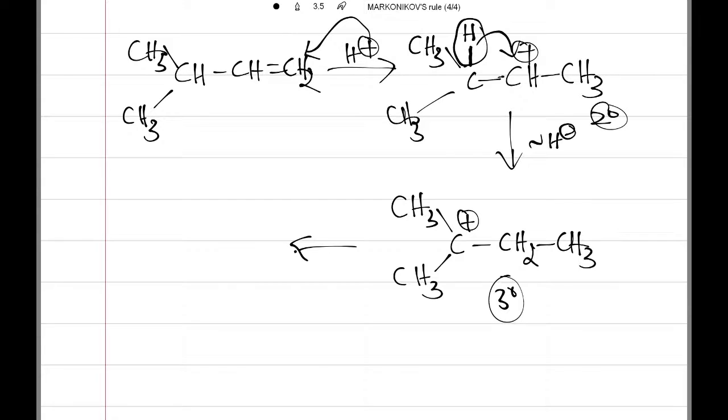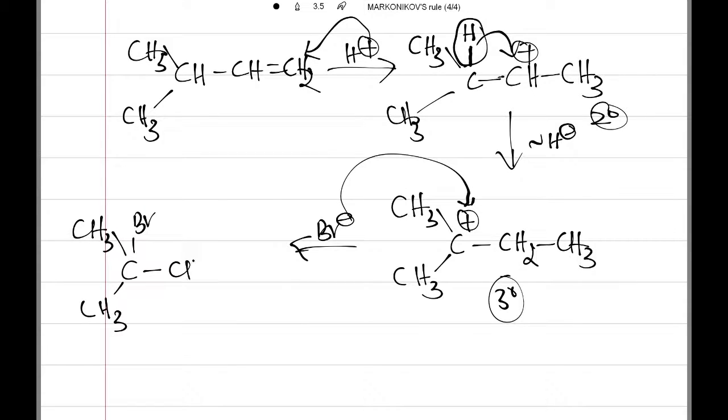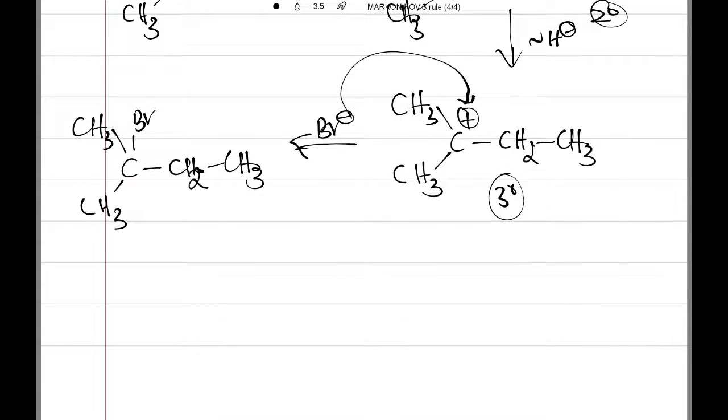After that, bromine is attached to this carbocation, and we get the product CH3 C, CH3, Br, next CH2 and CH3. So this is the product of the reaction.